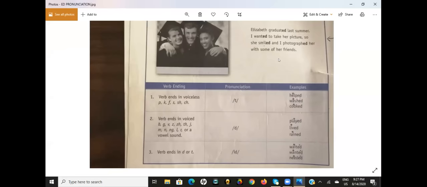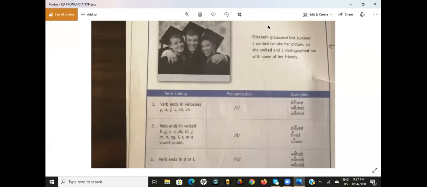Yeah. So I need someone to read the introduction that we have here. Can somebody please read this here? Elizabeth? Elizabeth graduated last summer. I wanted to take her picture, so she smiled, and I photographed her with some of her friends. Good, very good, thank you. So the past tense of graduate is graduated. The past tense of want is wanted, the past tense of smile is smiled, and the past tense of photograph is photographed.